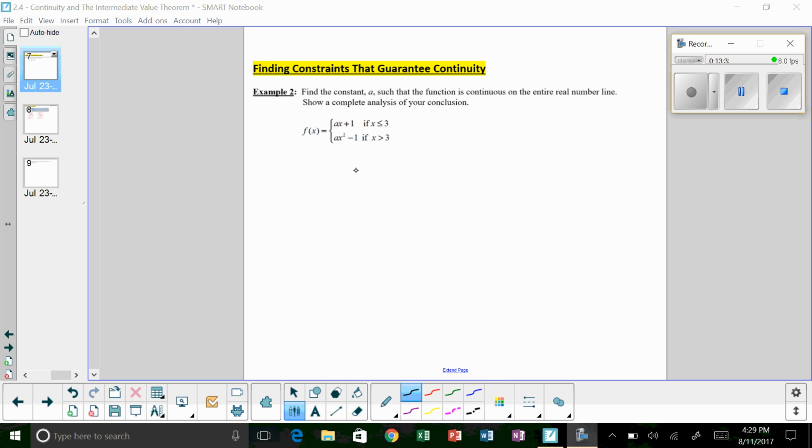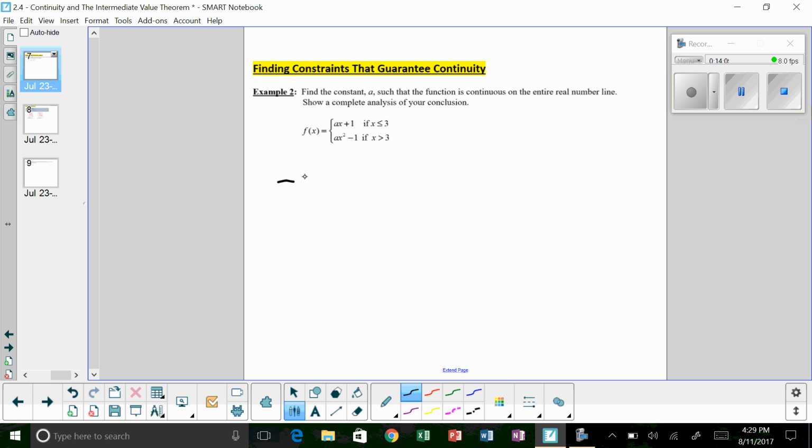Now, what we notice first is that the two pieces, ax plus 1, well, that's linear, and we know that for any x value, a linear function is going to be continuous. The second piece is ax squared minus 1, a quadratic function, and again, for any x value, that piece will be continuous. So the only possible discontinuity is the joint between the pieces at, in this case, x equals 3. So we need to pick the value of a that makes the function continuous at x equals 3.